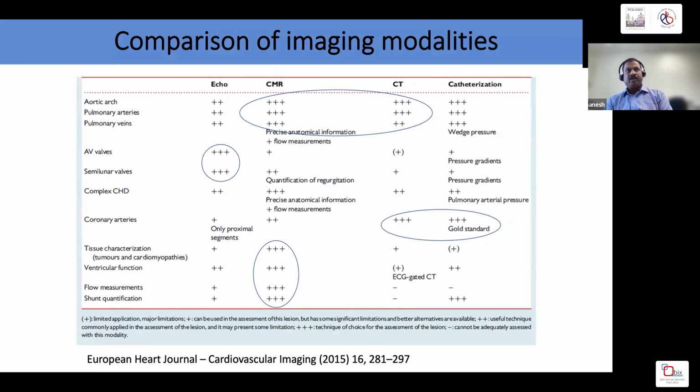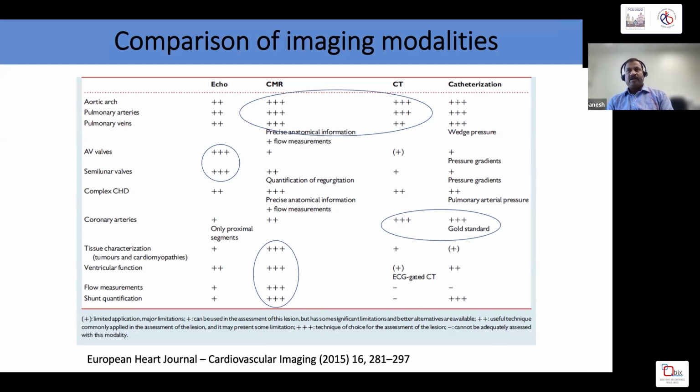Comparison of the imaging modalities. As you all know, the common modalities we use in single ventricle are echocardiography, which is transthoracic, transesophageal, and 3D echo, cardiac MRI, CT, and catheterization. Echo is excellent for valve assessment, both for quantification and also understanding the mechanism of stenosis or regurgitation. Cardiac MRI is robust for function assessment, tissue characterization, and flow data.